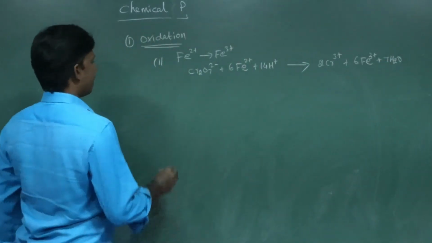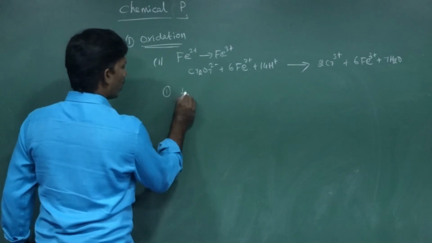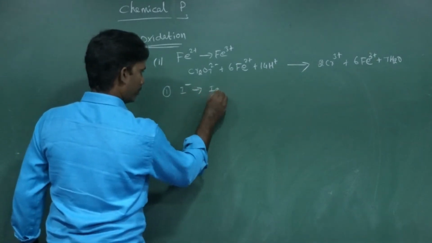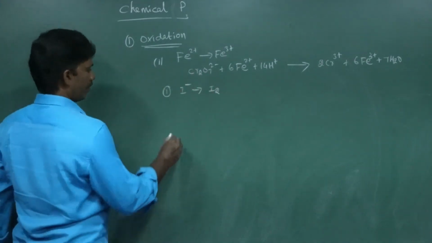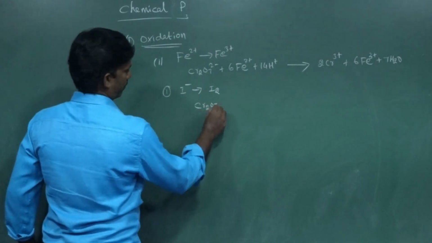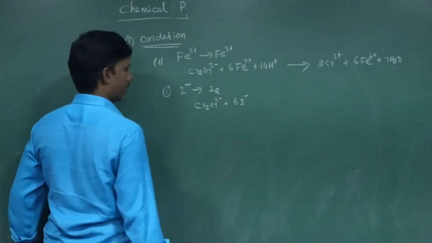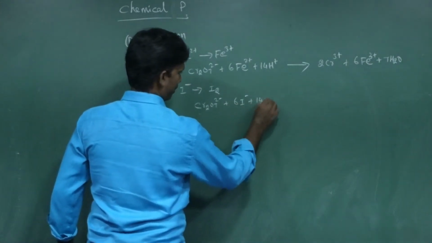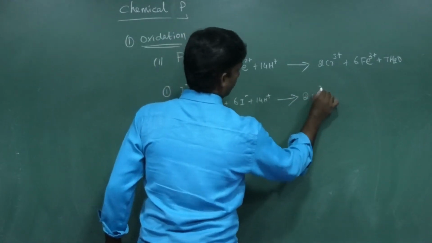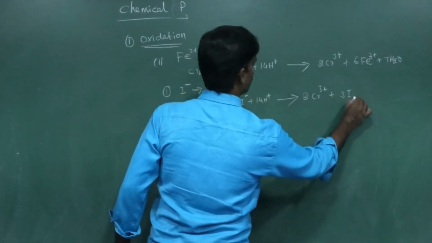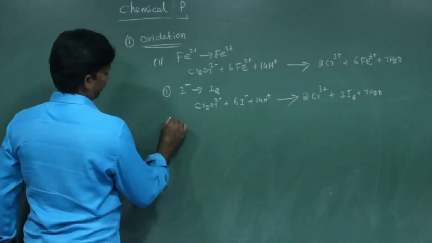Okay. Second illustration for the oxidation property of potassium dichromate: iodide to iodine. It is converting iodide into iodine. For this, Cr2O7 2- plus 6 iodide I- plus 14 H+. It gives 2Cr3+ plus 3I2 plus 7H2O.